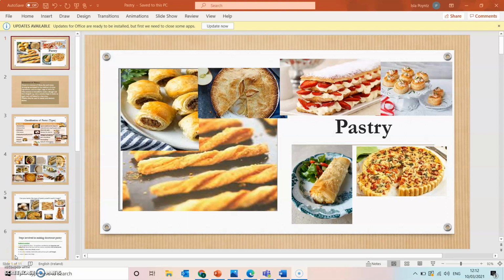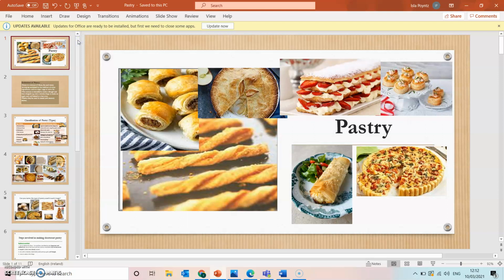Good morning, second years. So this week, after having looked at cereals for the last 2 weeks, we're going to finish up with cereals and we're going to have a little focus on pastry this week. Now, this is one of my favourite things to teach actually, is pastry.